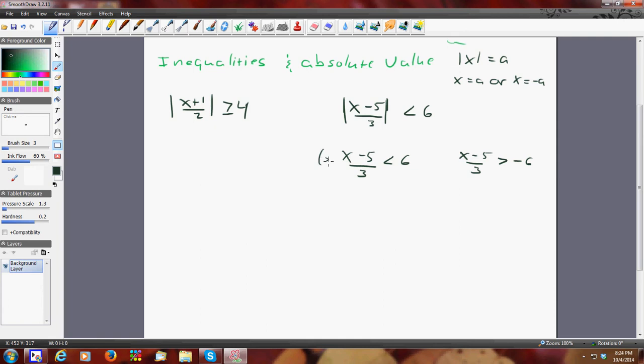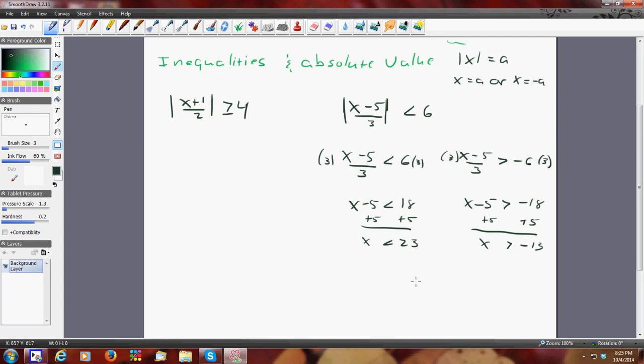Multiply both sides by 3. Like I said, I'm going to do both simultaneously. I get x minus 5 is less than 18. And I get x minus 5 is greater than negative 18. Add 5 to both sides. And what I end up with here is x is less than 23. And here I'm going to get x is greater than negative 13. Well, if x is greater than negative 13, and now they're parentheses, but it also has to be less than 23.